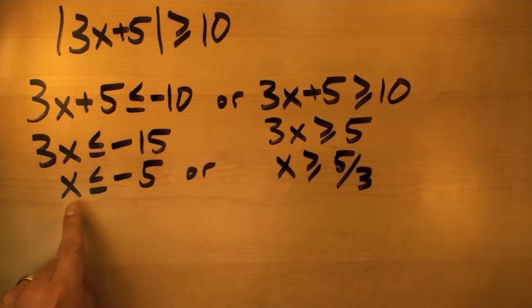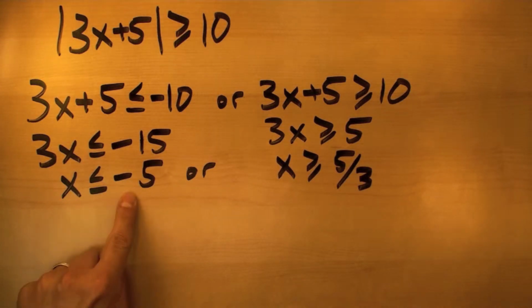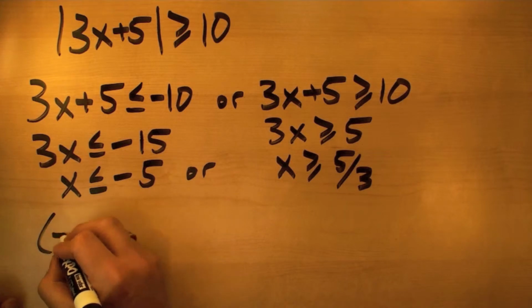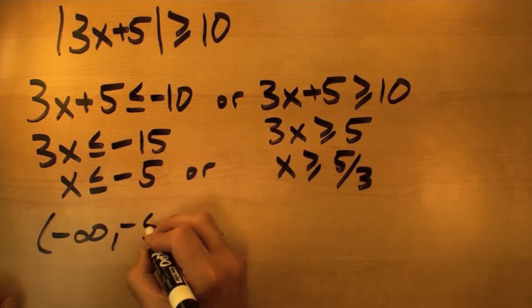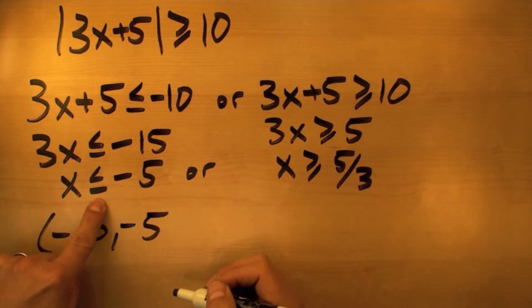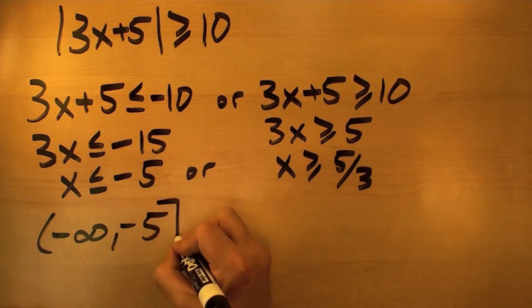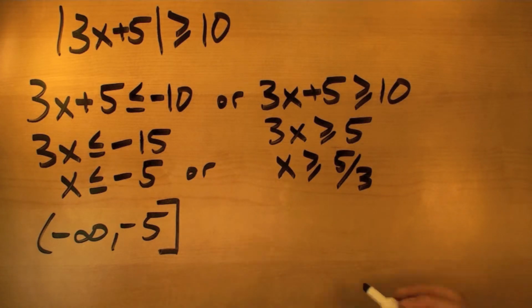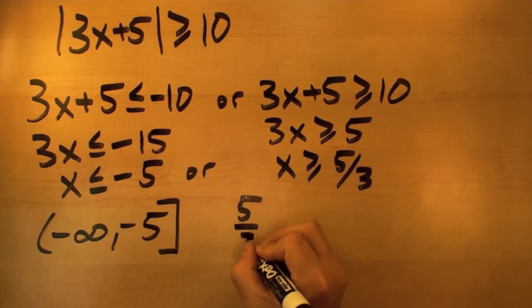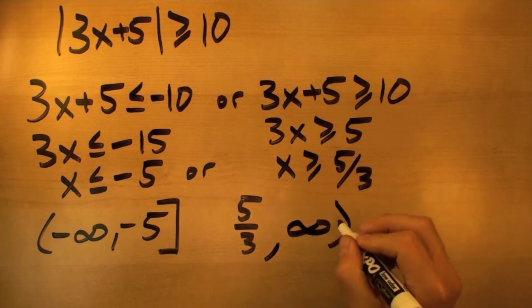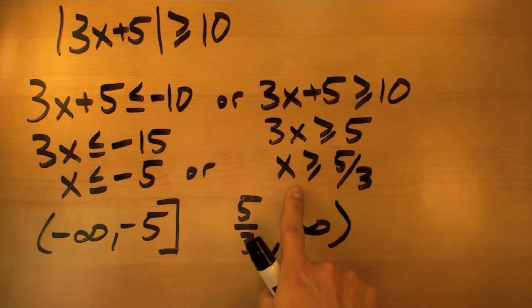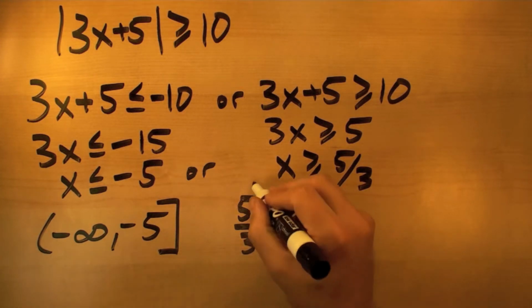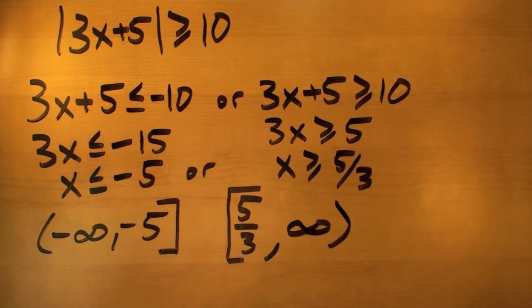So putting this together, we want all values that are less than or equal to negative 5. So that's going to be things from negative infinity up to negative 5, and since it's less than or equal to, we're including negative 5. Over here for this interval, we want all values bigger than this fraction. So that's going to be 5/3 up to infinity, and we're including this because x can be greater than or equal to 5/3. So square bracket. And then we're going to put a union in between because it's both of these intervals together.